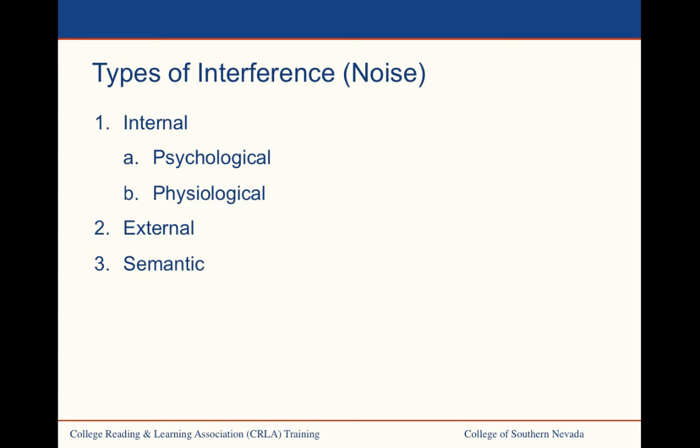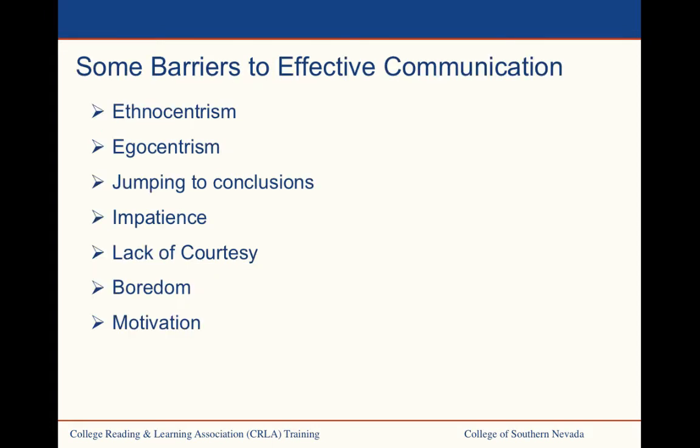As you can see, there are many ways that we can have difficulty sending and receiving messages. Sometimes I'm surprised we understand each other at all. And if that wasn't enough, here are some other barriers to effective communication. Ethnocentrism. This is when we are under the impression that the particular group with which we most identify is somehow better than members of other groups. We have a tendency to pay more attention to those with whom we identify.